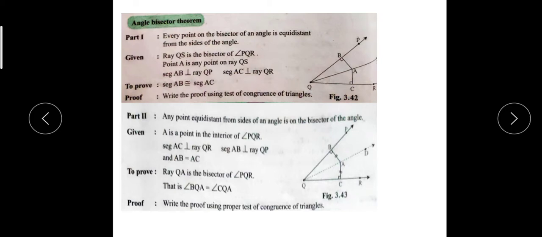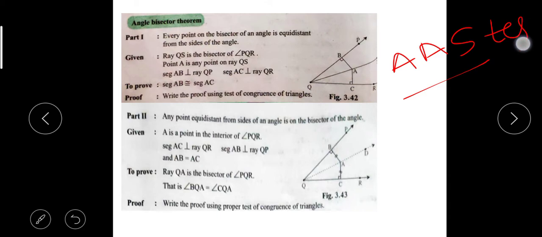Now listen, in triangle ABQ and triangle ACQ, angle ABQ is equal to angle ACQ by 90 degrees. Now angle BQA and angle CQA are equal because of the angle bisector. And QA is equal to QA, this is the common side. And therefore, by the angle side test, you have to prove that these two triangles are congruent by angle side test.